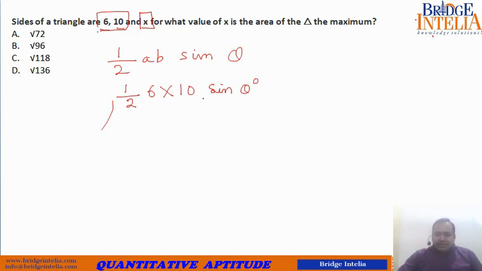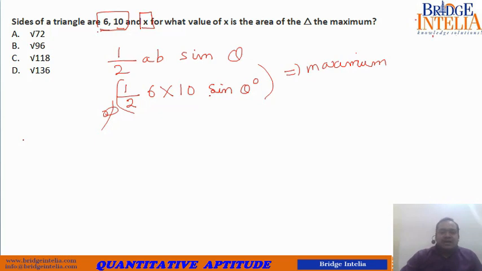So this will be maximum when sine theta is maximum, isn't it? Because this is the constant part, and this is the variable part. So sine theta would depend on the value of theta. But the question is, what is the maximum possible area? The maximum possible area is when sine theta attains its maximum value.